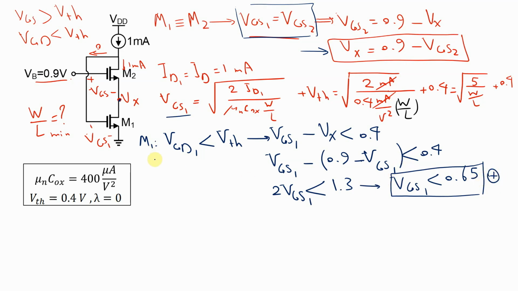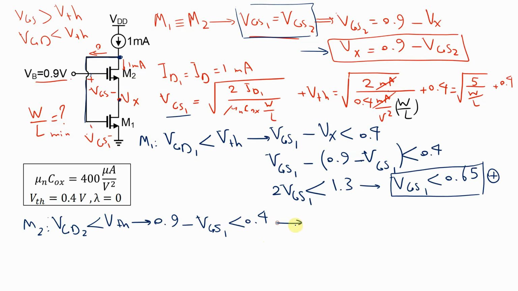Now I'm going to have to check this condition for the M2 transistor. M2, gate drain 2 has to be less than the threshold voltage. Now what is the gate for M2? Gate for M2 is actually 0.9 minus, what is the drain voltage? This is the drain voltage for M2, and as you can see, this drain voltage equals gate source voltage of 1 minus gate source 1 has to be less than 0.4.